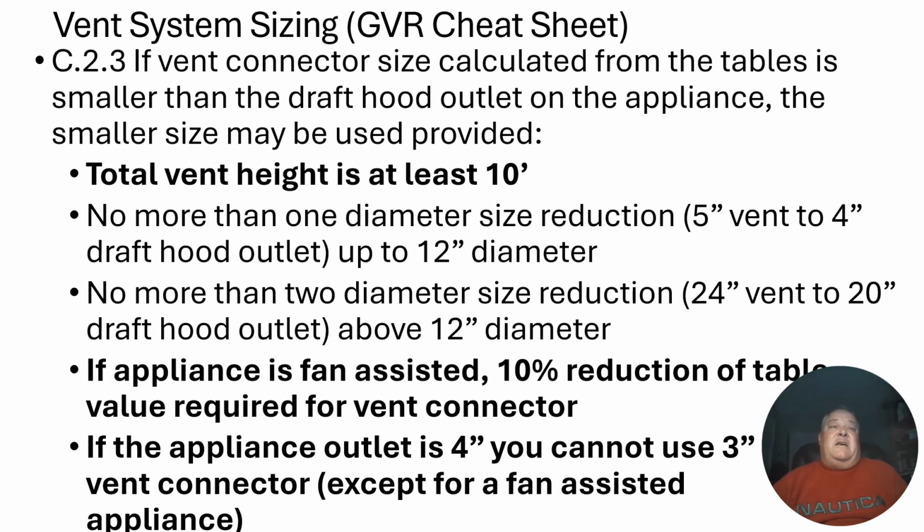We talked about the draft hood on the appliance: if the vent connector size is smaller than the draft hood, it can be used provided that the vent height is at least 10 feet. Again, those reductions: if the appliance is fan assisted, there's a 10% reduction of the table value for the vent connector. And as indicated, if the appliance outlet is 4-inch, we cannot use a 3-inch vent connector except for a fan-assisted appliance. So a mid-efficiency furnace would be able to do that.